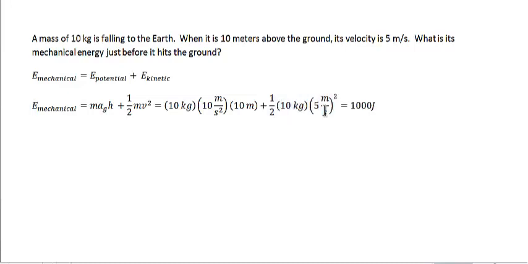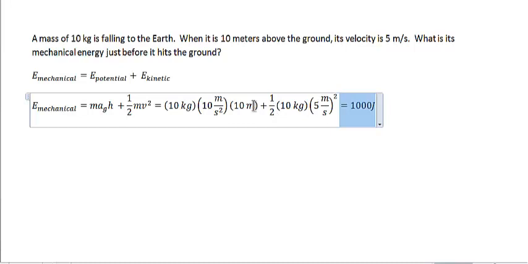We crank the problem out for that. That's 1,000 joules worth of potential energy and 125 joules worth of kinetic energy. And when you add those up together, it becomes 1125. That is the mechanical energy when it's 10 meters high off the ground. But if there is no friction, that is also its mechanical energy everywhere else, including right before it hits the ground, so you don't have to do any other work. That right there is the solution that we were looking for.